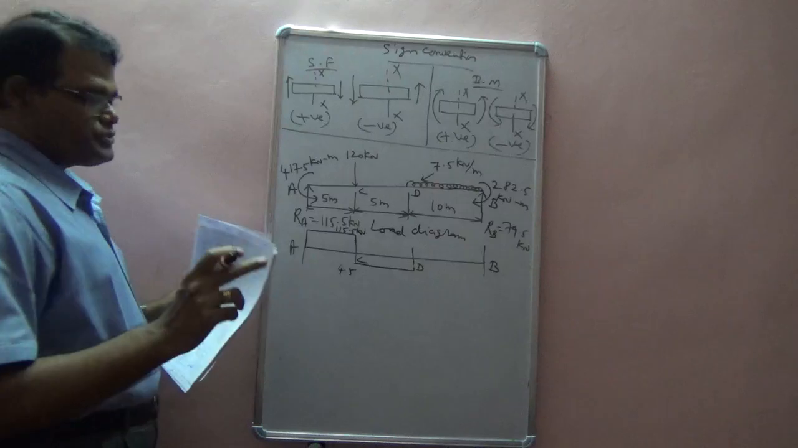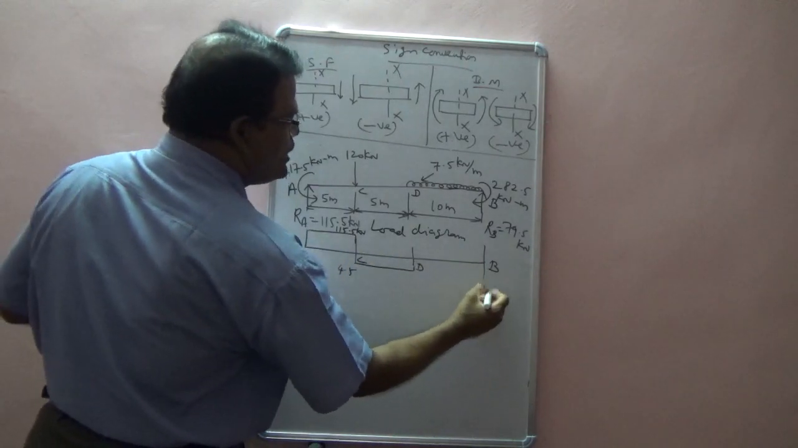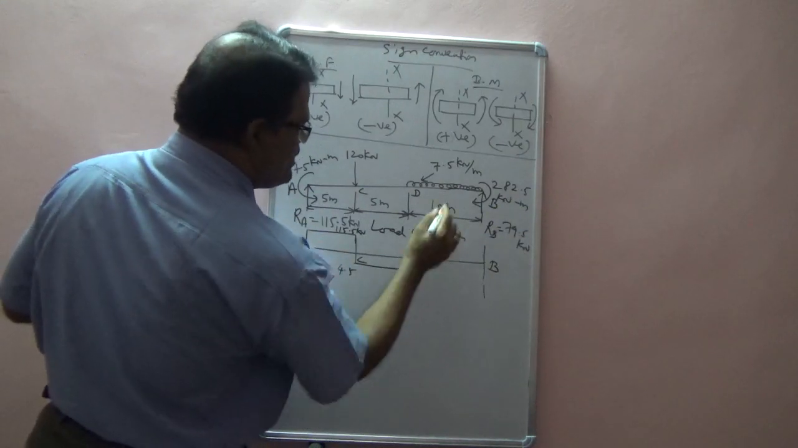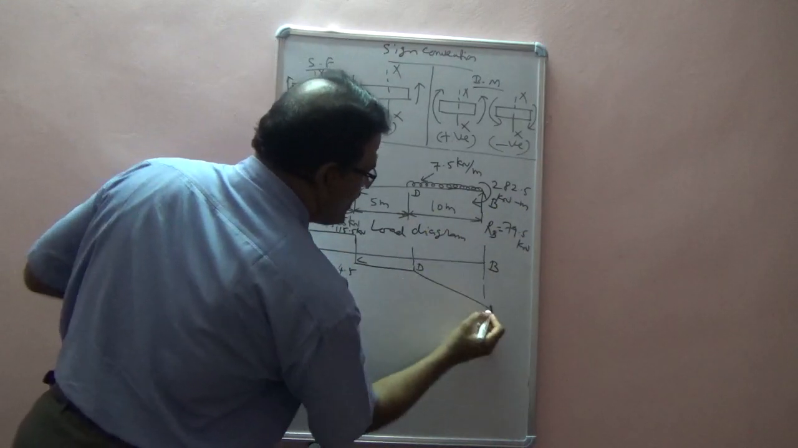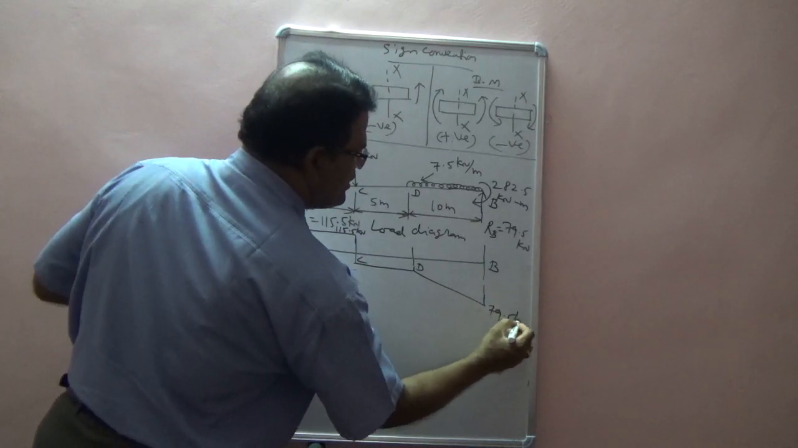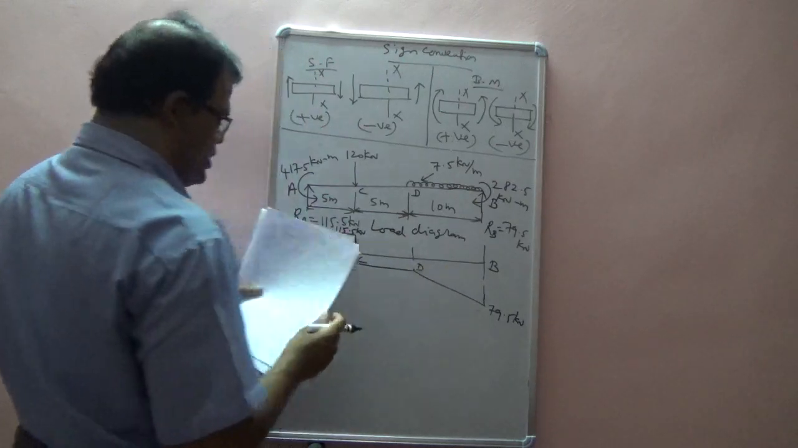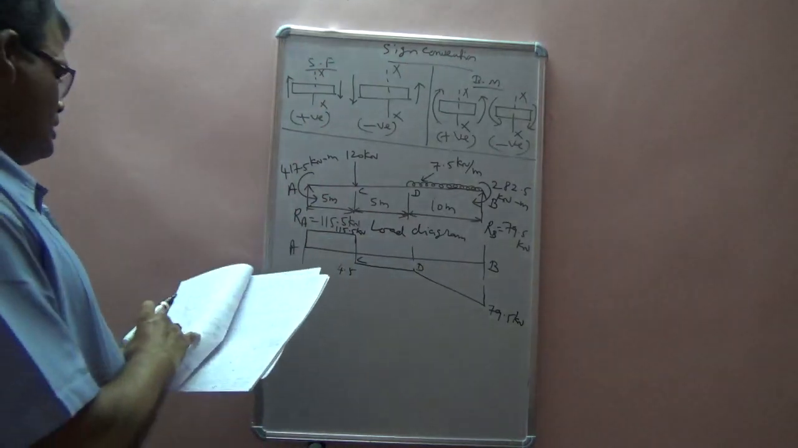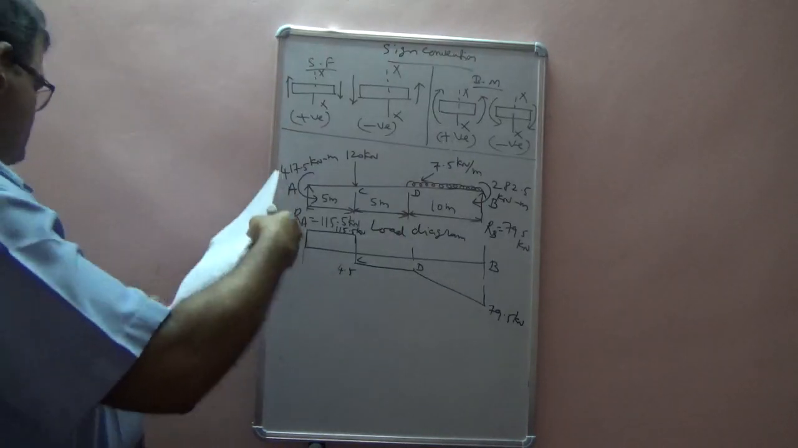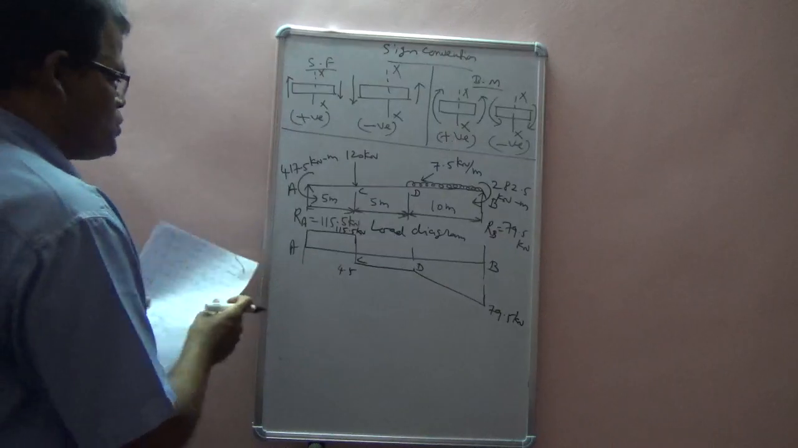But it is following a straight line. Therefore, from here it should go to the minus 79.5, but it is a straight line, so therefore join like this. So this is going to be 79.5 kilonewton. Okay, so that is going to be 79.5 kilonewton. So if there is any question, you can comment. Okay, so that is the shear force diagram.